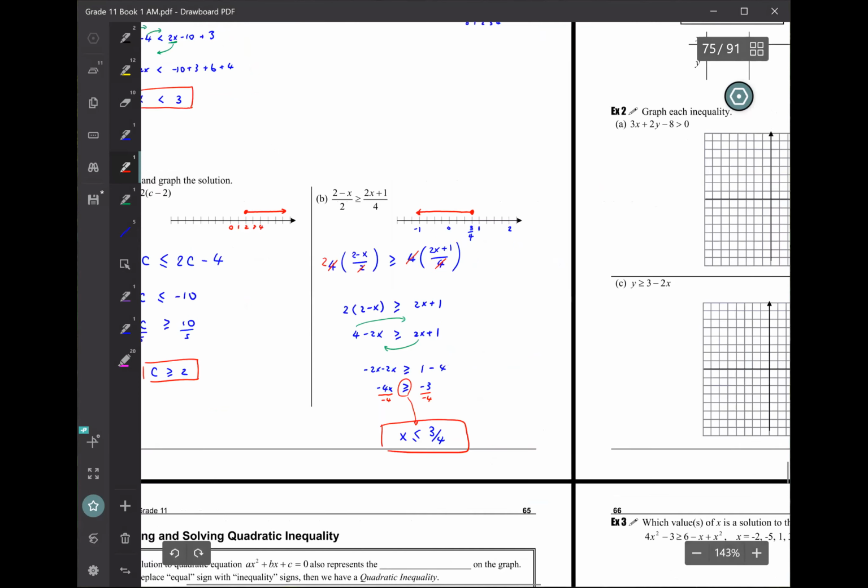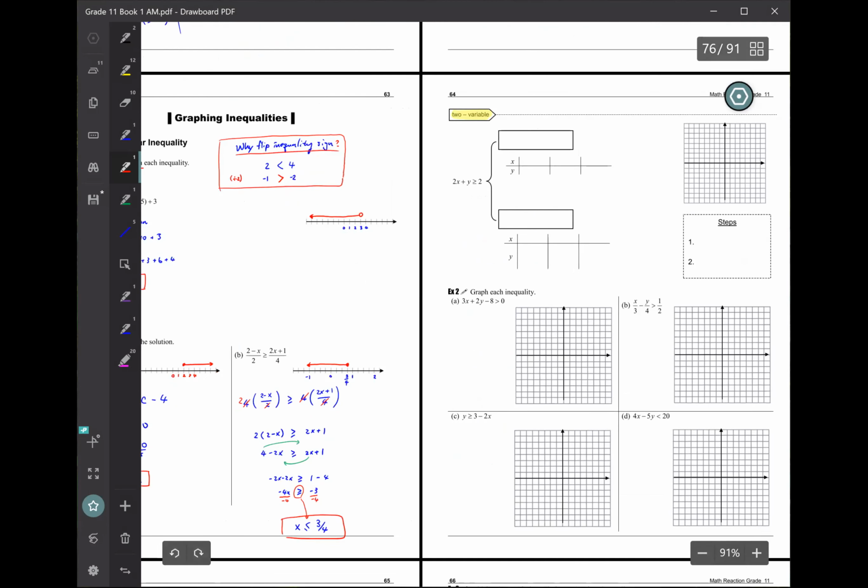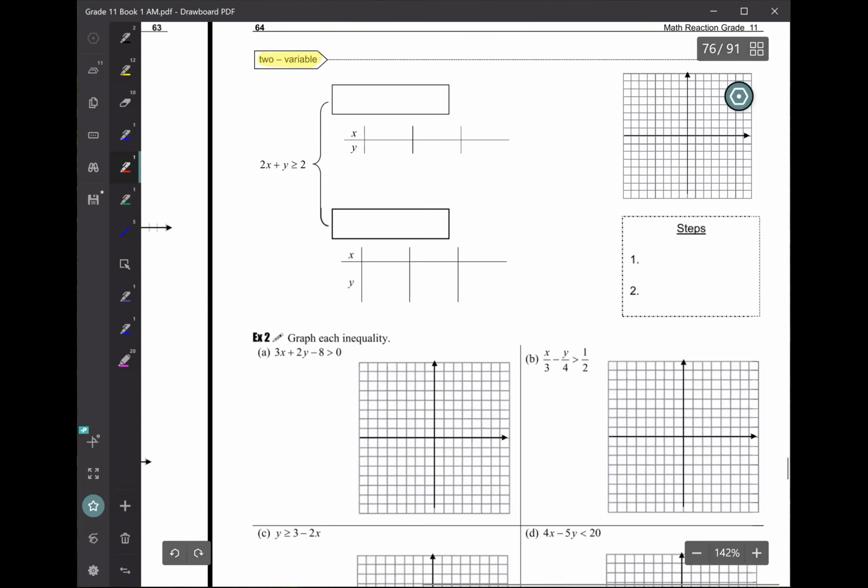Yep, okay, so let's look at two variables now. Two variables is probably the new thing for you, right? How do we graph an inequality with two variables? Different from one variable, where you can isolate x, with two variables, if you isolate x, you will have y on the other side. If you isolate y, you will have x on the other side. So you will never get a number on the other side. You will have one variable on the other side. And you see a difference, right?